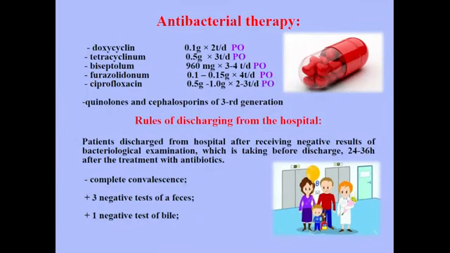Antibacterial therapy. What do we use? Doxycycline, 100 milligrams twice a day orally. Tetracycline, 500 milligrams 3 times a day orally. Biseptol, 960 milligrams 3-4 times a day. Furazolidone may be given 100 milligrams 4 times a day, or ciprofloxacin, 500 milligrams 2-3 times a day. Usually doxycycline and ciprofloxacin are the drugs of choice. Also quinolones and cephalosporins of the third generation.